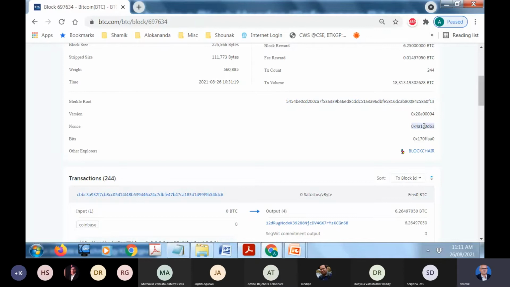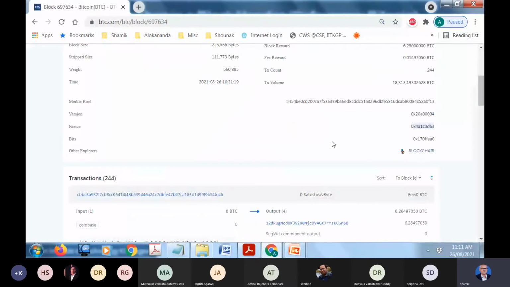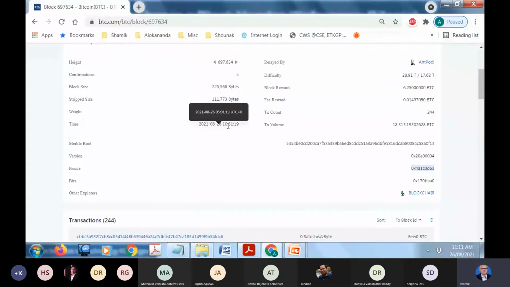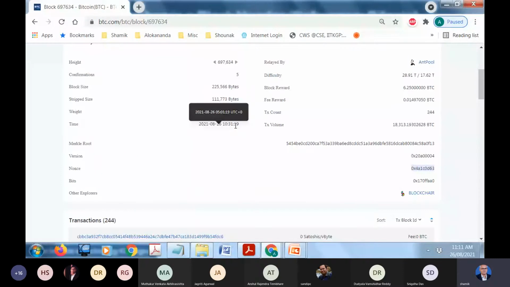And I put in here the timestamp. Now, timestamp is something you have to keep in mind. The timestamp that is displayed here is given in the local time, this is 10:31. But here we have to give this time in terms of UTC. So if I hover the cursor here, I get this time, and I select this and copy it, and then I paste the time here.